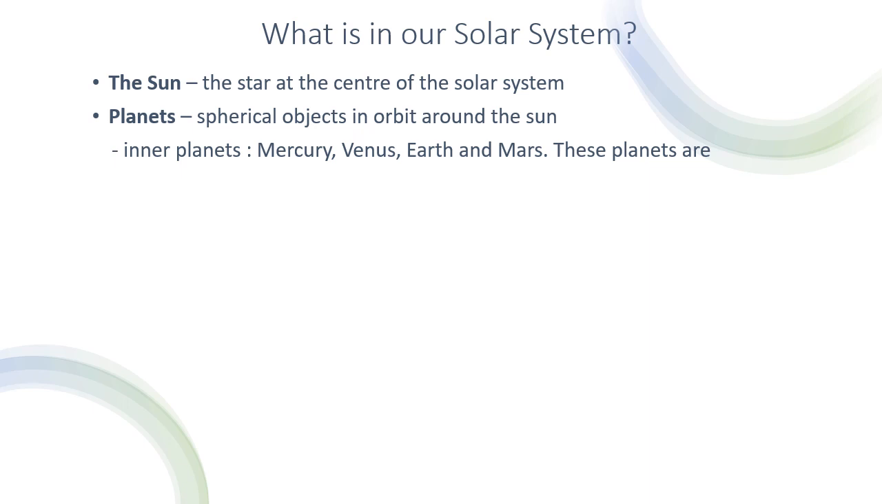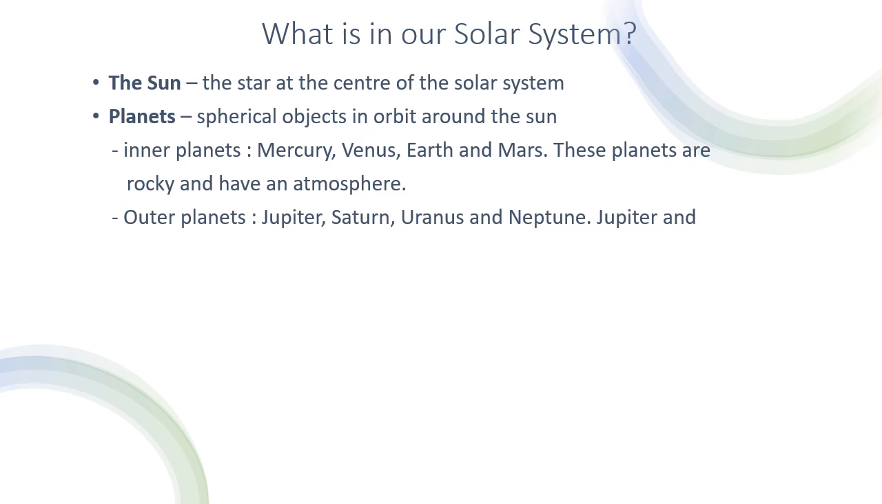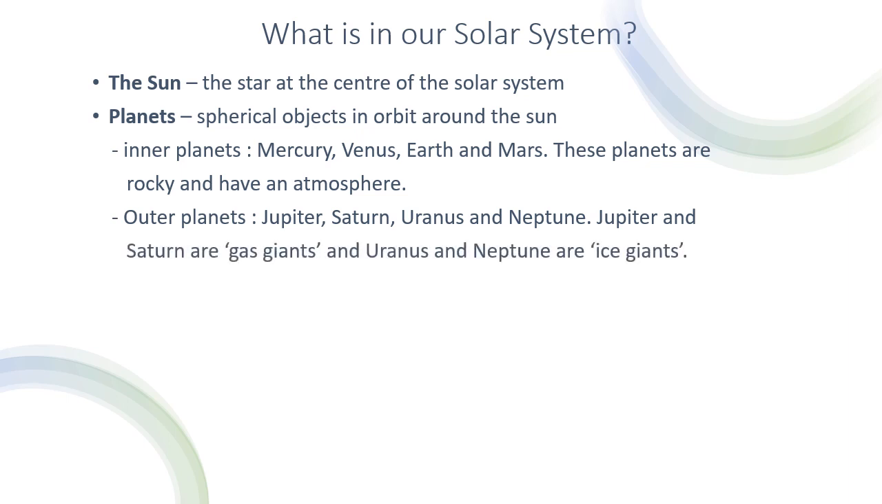One, inner planets. So that is Mercury, Venus, Earth, and Mars. These are our inner planets. These planets are quite rocky and they have an atmosphere also. So these 4 are our inner planets. Now we are moving on to our outer planets, which is Jupiter, Saturn, Uranus, and Neptune. In this, Jupiter and Saturn are known as gas giants, and Uranus and Neptune are known as ice giants.